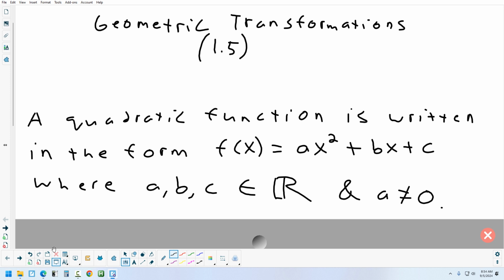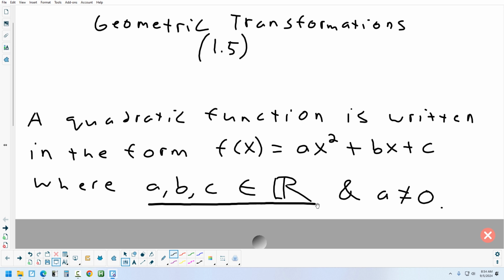where, and I think I had something like that on the board yesterday. Can someone basically tell me what that says about the a, the b, and the c? Yep. a, b, and c are all in the set of real numbers. And the only restriction is a can't be 0.